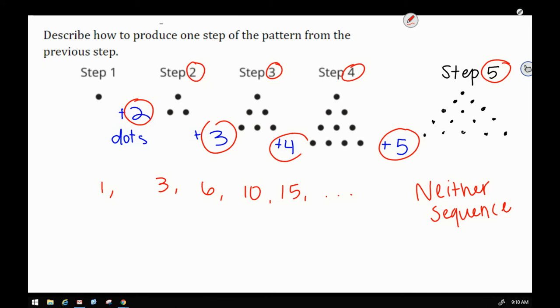Okay, so if I were going to make a step 10, if I were going to continue this all the way over to step 10, how would I figure out how many dots I would put in step 10? Plus 10 from what? From step 9, right? I have to figure out step 9, and then I would add 10 more to get to step 10. To get to 20, I'd have to know what 19 was, and then I'd add 20 to that to get to step 20. So I have to know the step before it to be able to get the next one.